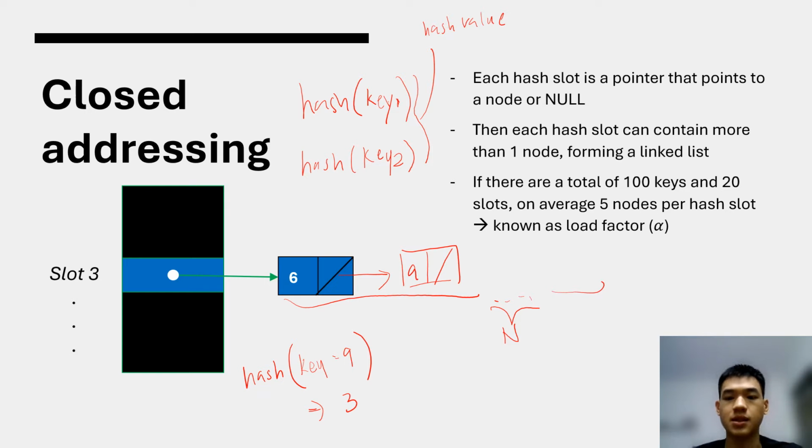And one example here is given 100 keys and 20 slots. If I have 100 keys and I have 20 slots, on average I would have 5 nodes per slot, and this 5 is my load factor alpha. So alpha is just a way of representing how dense my nodes are per slot, or you could say how many nodes on average I would have on every slot.